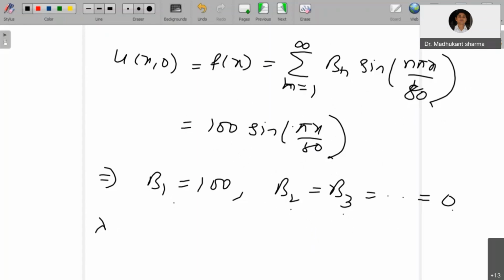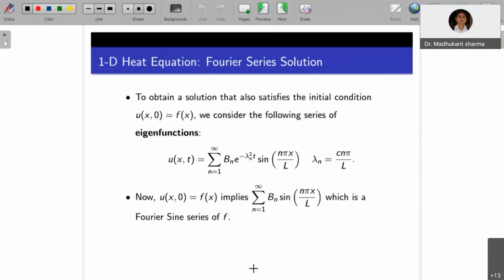Now, what is lambda n? Lambda n was n pi c by L, right? So that is going to be n pi c by 80. So your solution is b1 times, because b2, b3 and so on are 0. Your final solution will be b1 times e to the power minus lambda 1 square t times sine of pi x by 80. That will be the solution.